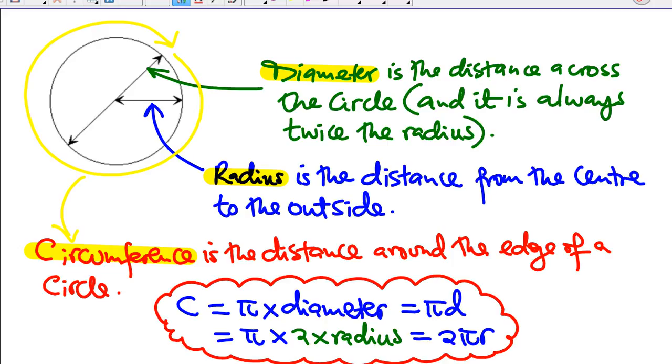So basically circumference is equal to pi d or 2 pi r. Okay? So if you're given the radius, use 2 pi r. If you're given the diameter, use pi d. You should be able to get your answer. All right, so we'll look at some problems.